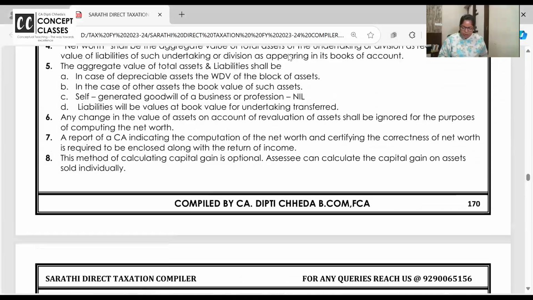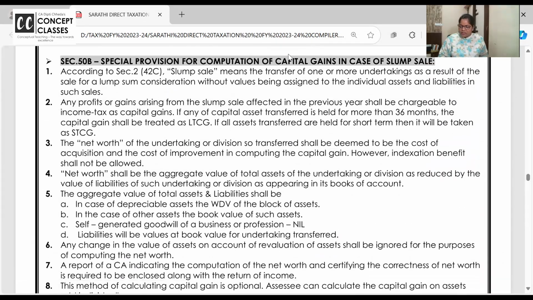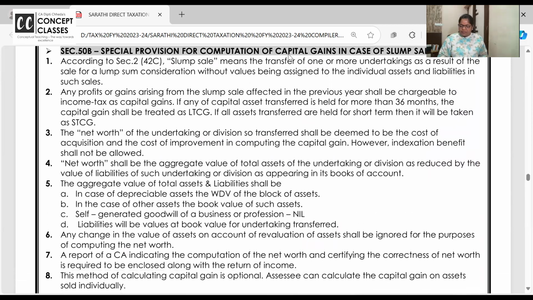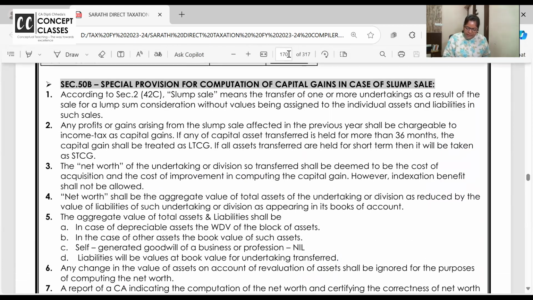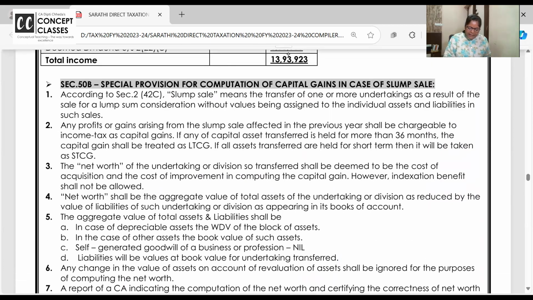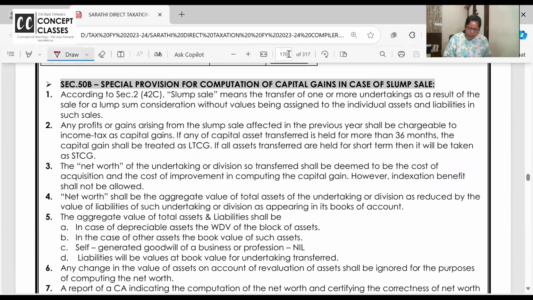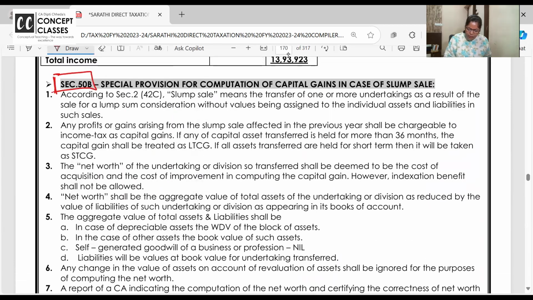Very beautiful small topic. This is optional actually, but in exam they will say follow the slump sale if you wish to. Okay, right. According to this is section 50B. Just remember the main section, more than enough. I'll give you nice booster notes also, and we'll do one problem also.